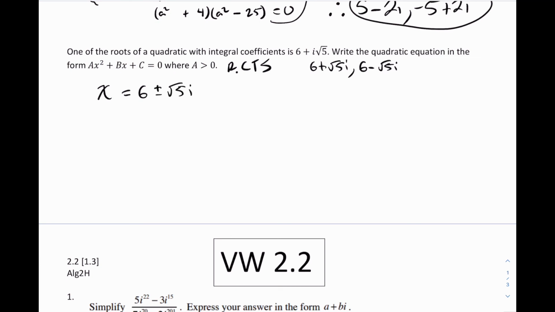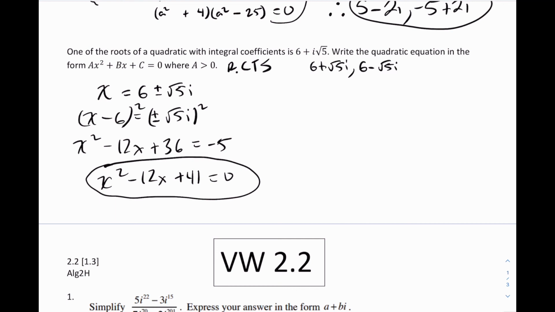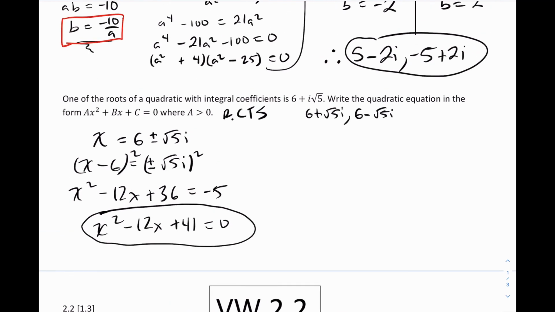So to do reverse complete the square, I can just write x should equal 6 plus or minus root 5 i. And let's just do the method. Subtract the 6, square, that's x squared minus 12x plus 36. That should equal negative 5. And look at that. There is our answer. So pretty much the same thing we did in our last chapter. Okay, so good luck on the homework questions and bring your questions to class.